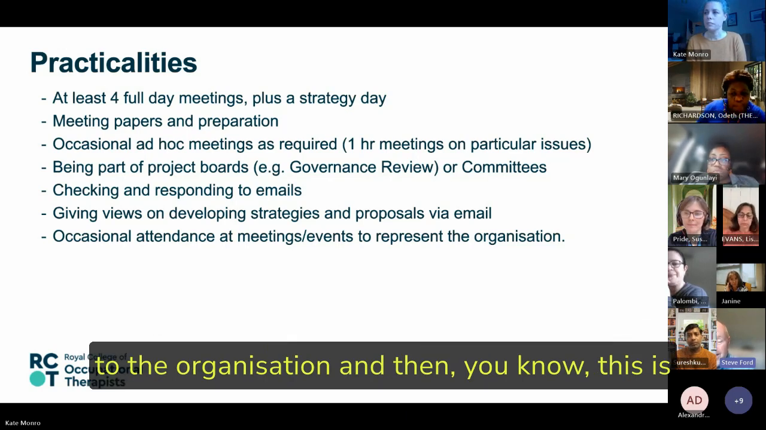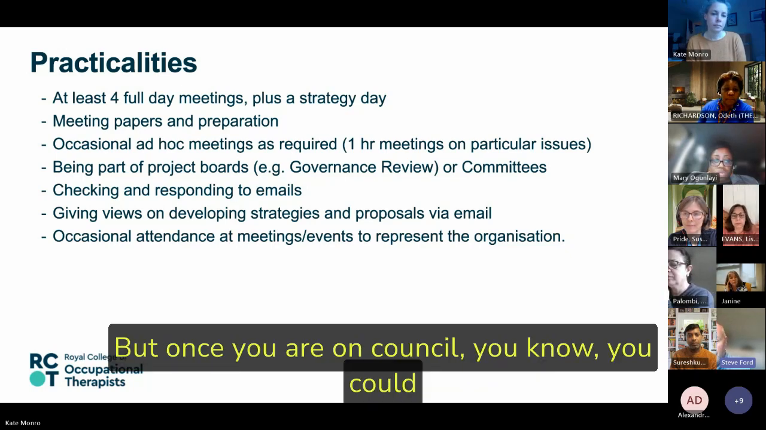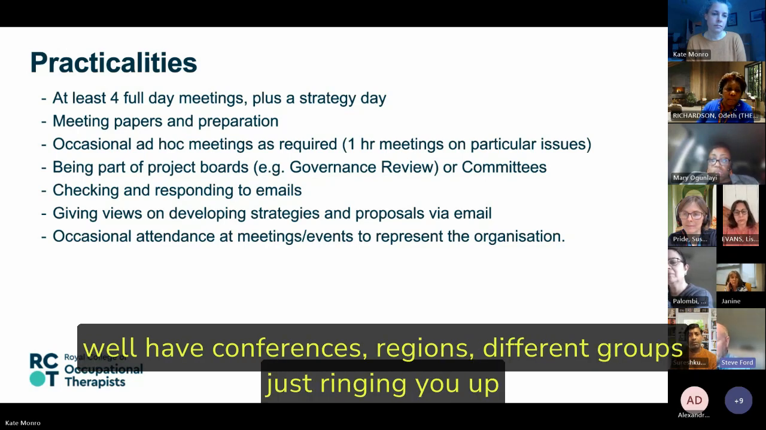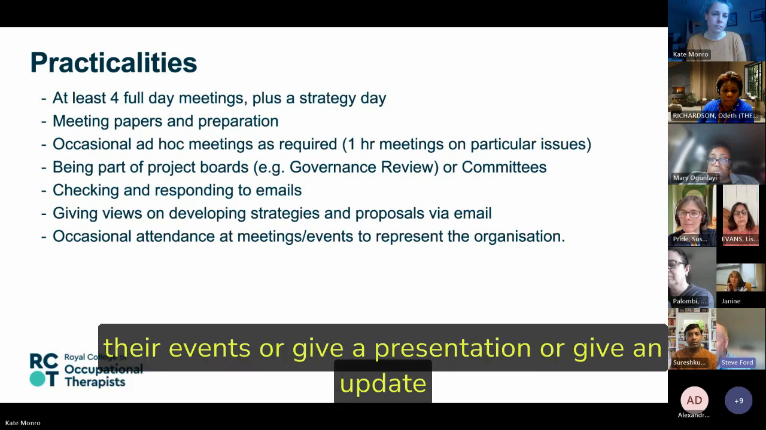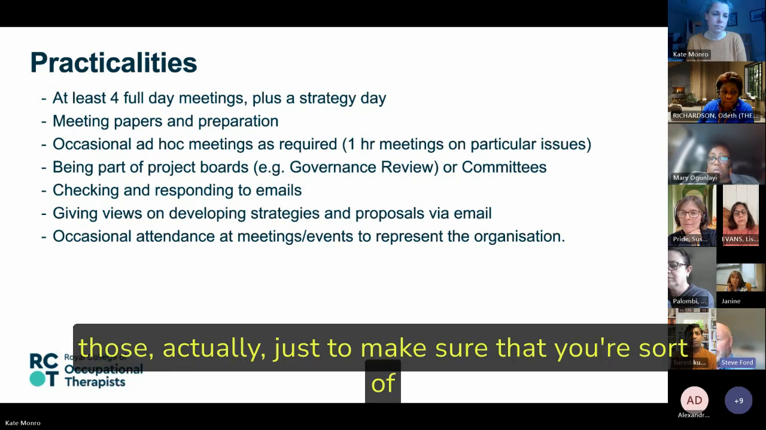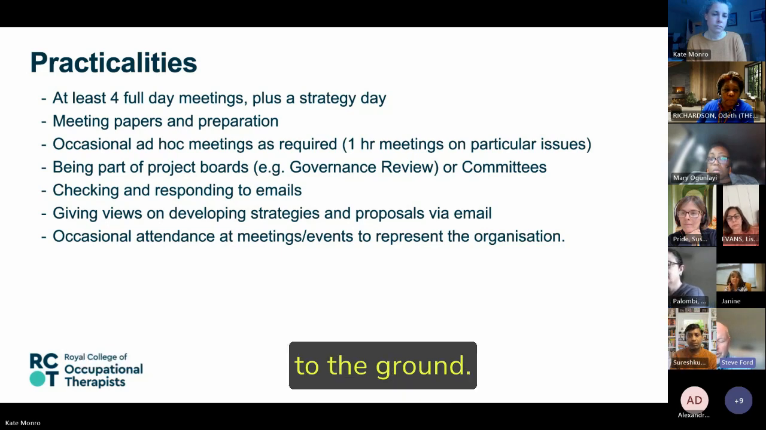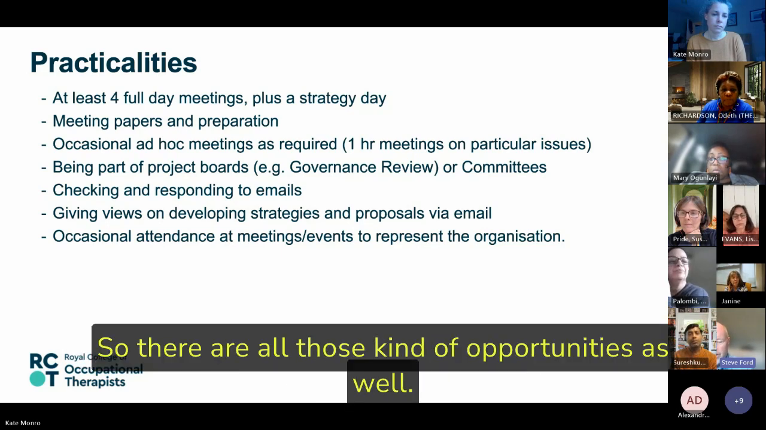This is different for different people, but once you are on council, you could well have conferences, regions, or different groups ringing you up and asking you to come and speak at one of their events, or give a presentation, or give an update. Or you might want to do more of those, just to make sure that you're in touch with the membership and keeping your ear close to the ground. So there are all those opportunities as well.